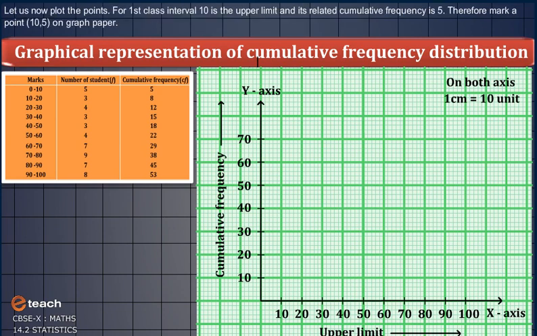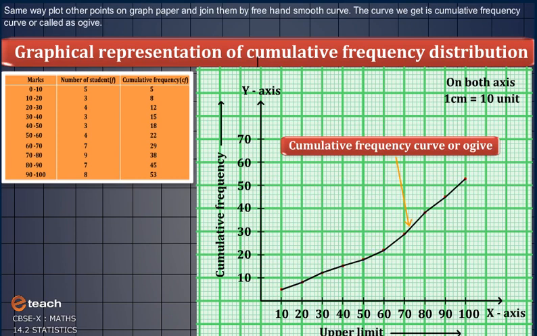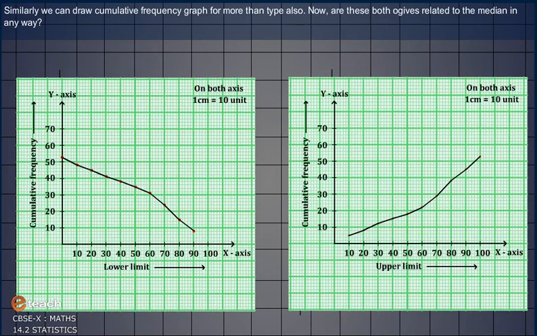Let us now plot the points. For the first class interval, 10 is the upper limit and its related cumulative frequency is 5. Therefore, mark the point (10, 5) on graph paper. In the same way, plot the other points on graph paper and join them by a freehand smooth curve. The curve we get is a cumulative frequency curve, also called an ogive. Similarly, we can draw a cumulative frequency graph for the more than type also.